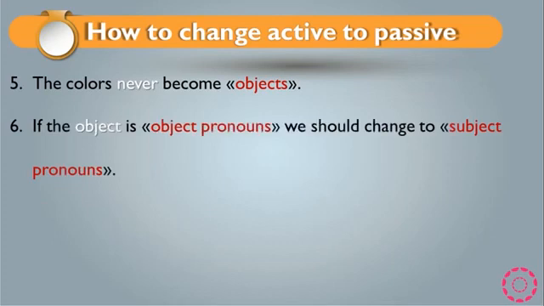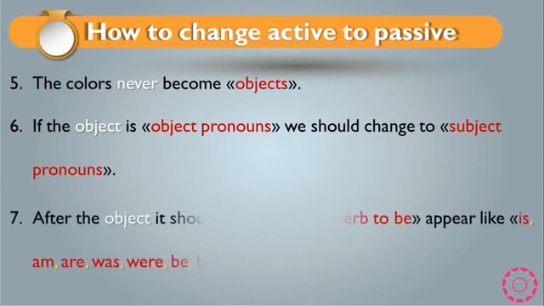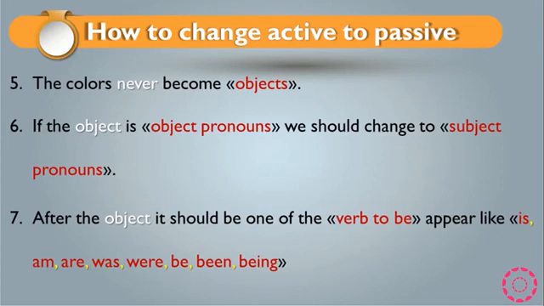If the object is an object pronoun, we should change it to a subject pronoun. After the object, one of the verb to be forms should appear, like is, are, was, were, be, been or being. Either in past or in present, it should appear.